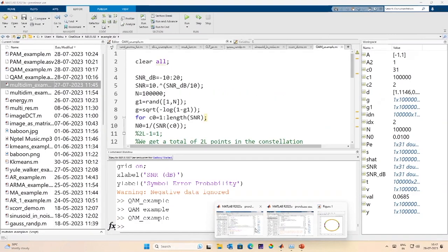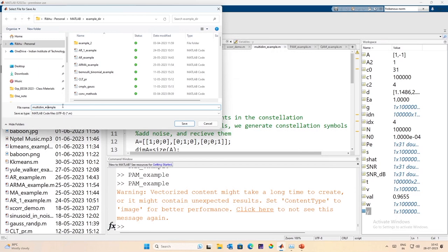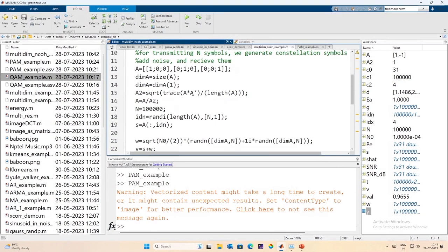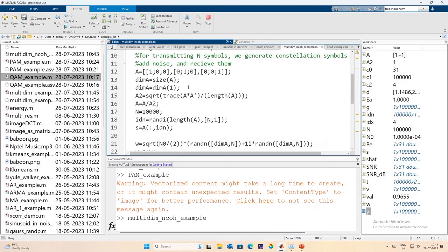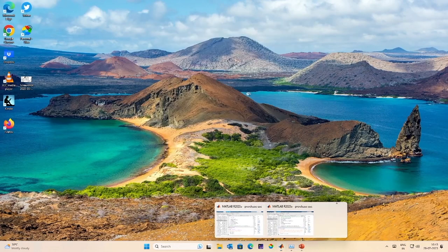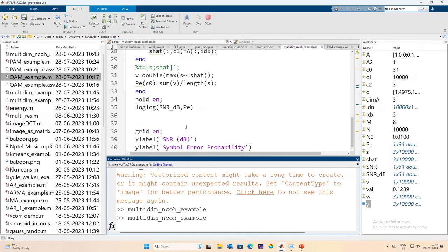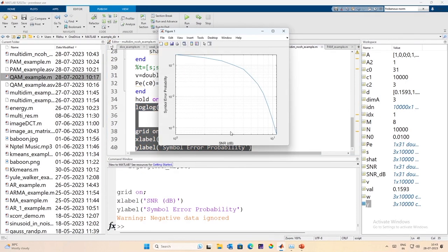First, as a point of reference, I will save this as non-coherent. Three-dimensional non-coherent is saved. So, we have this, and I will decrease one zero. That will make the simulation faster, maybe rougher, but faster. Anyway, I need to eliminate this. Run again. See, this is the symbol error probability as expressed by us earlier.